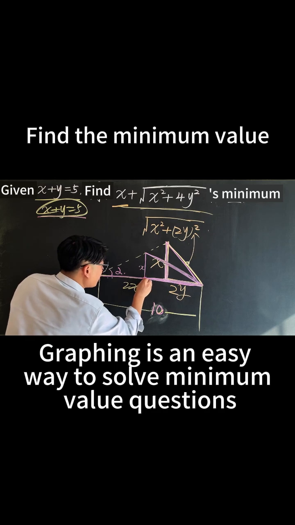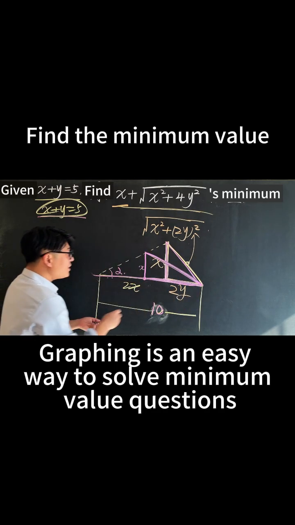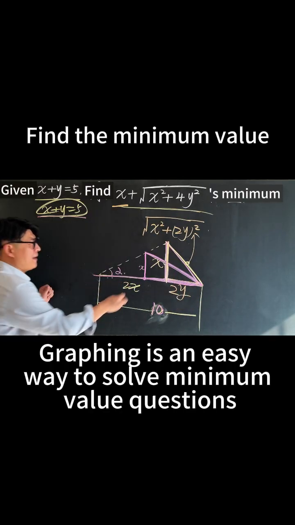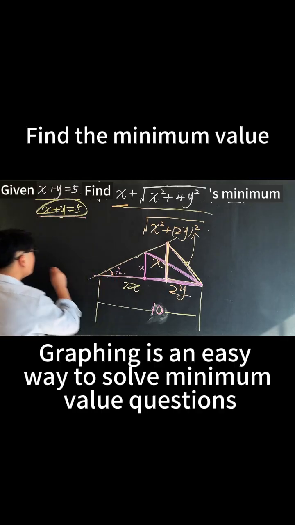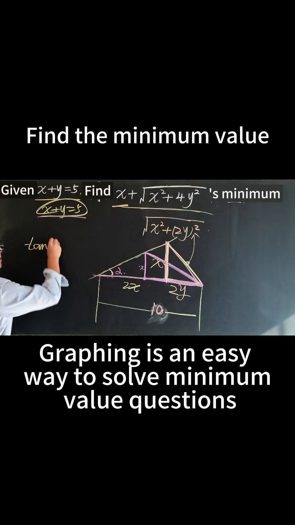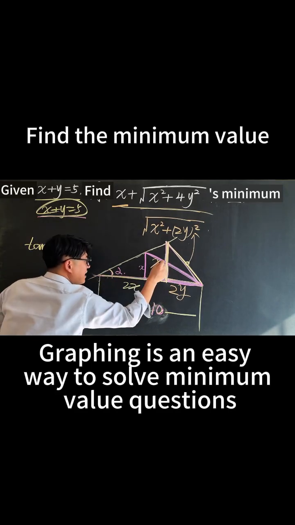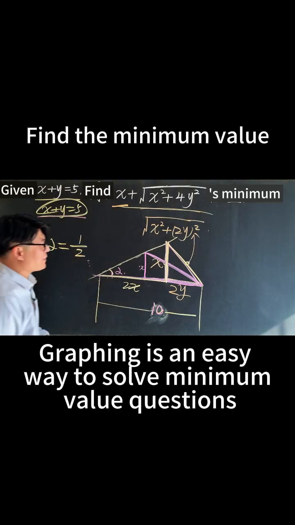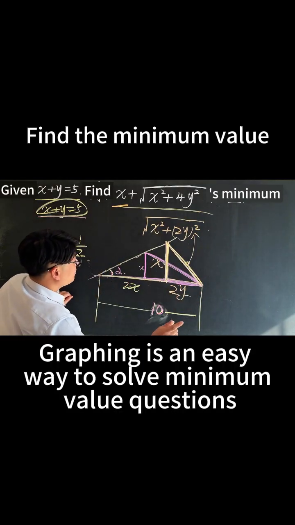So this point moves. When is the sum of this line and that line minimized? That is to say, when the sum of this line and that line is minimized, can you understand this reasoning? This angle is fixed. Why is it fixed? Because the tangent of alpha is the ratio of the opposite side to the adjacent side, which is x to 2x, or 1 to 2. Can you understand this reasoning? So when is the sum of these two lines minimized?